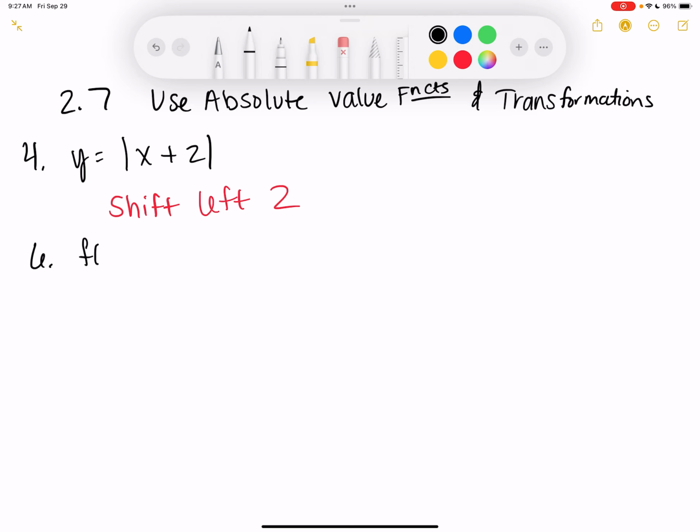6, f of x is equal to the absolute value of x minus 1 plus 4. So what does the minus 1 tell us? Shift right 1. Yep. A lot of times I will just write right 1 instead of writing shift, because I like to write as little as possible. And then the stuff outside goes up and down, and it goes the same direction as the sign, so it's going to go up 4.